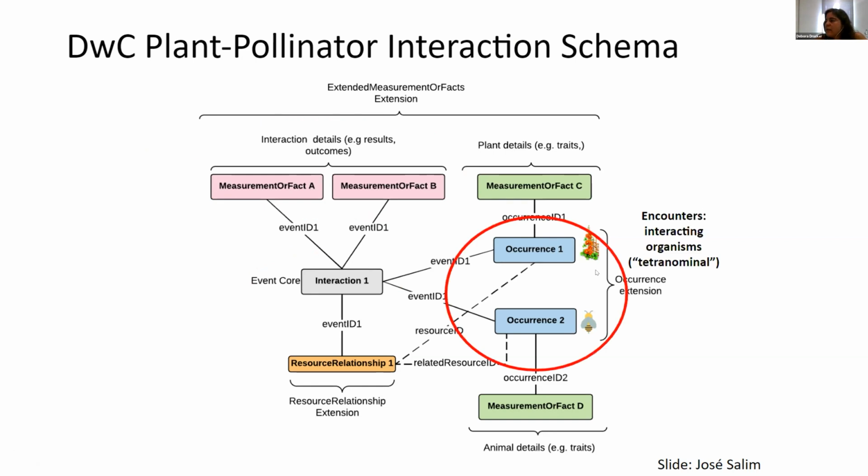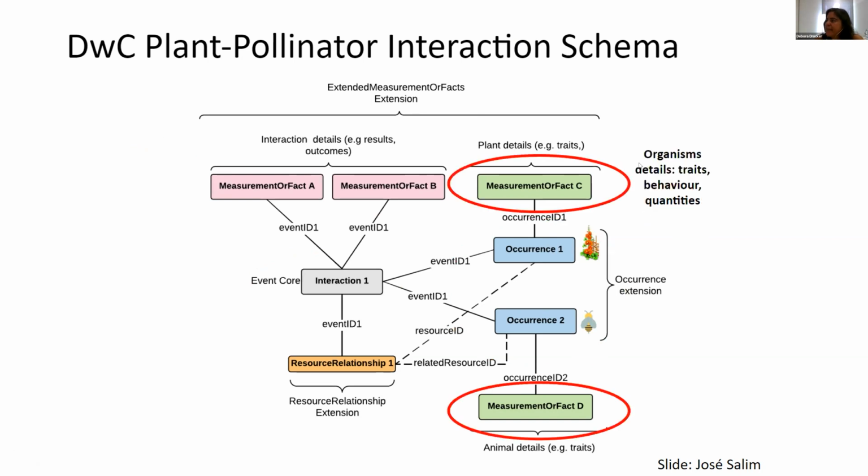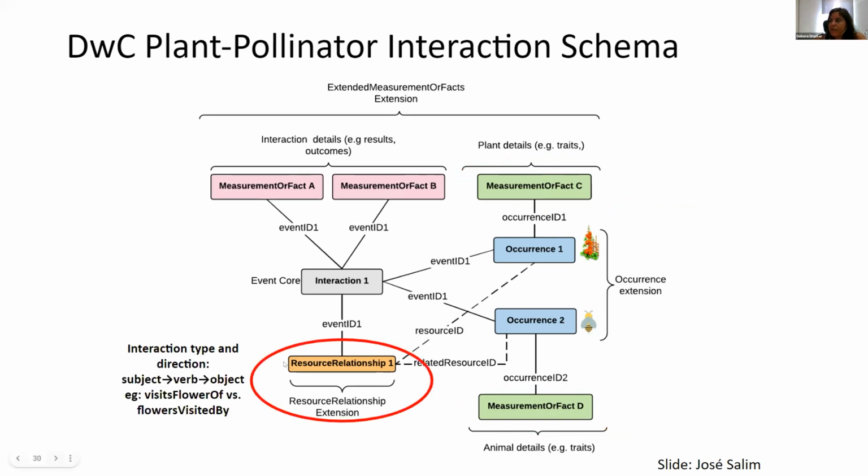We use the occurrences to record the tetranomial, the two species that are interacting. And we use measurement of fact associated with these occurrences to record the organism details, the animal and the plant, the traits, the behaviors, the quantities. All of those are important for us to understand plant pollination processes. And we also use the resource relationship statement to record the interaction type and its direction.